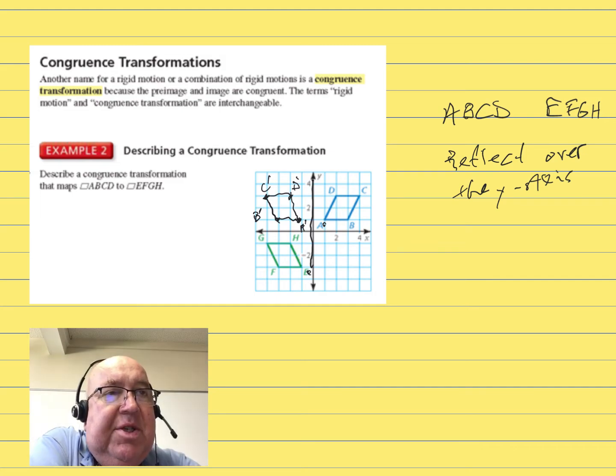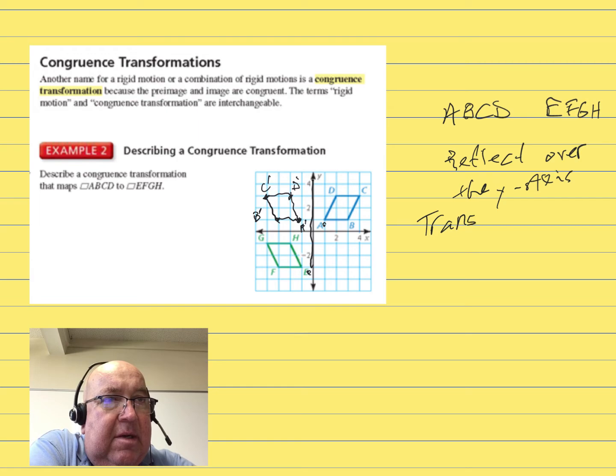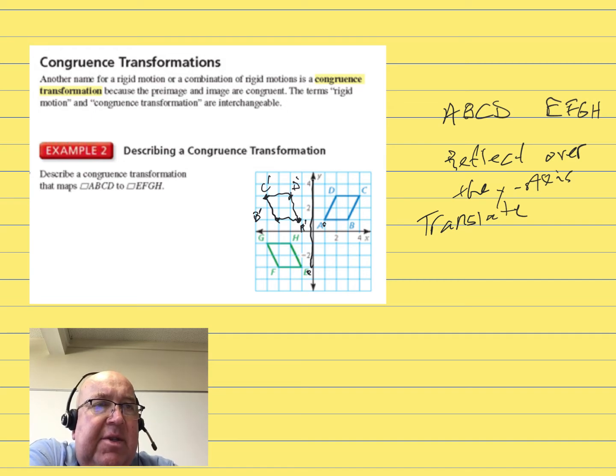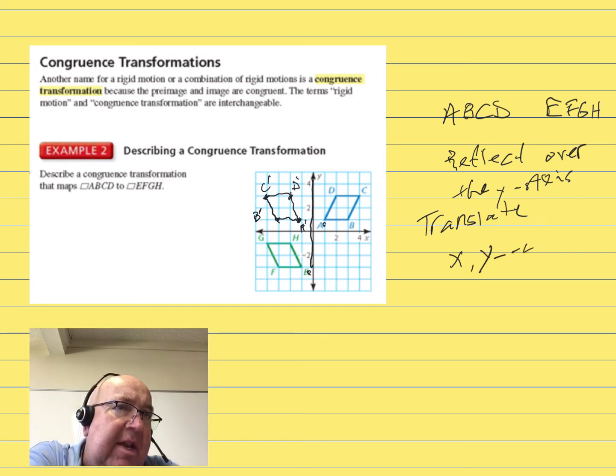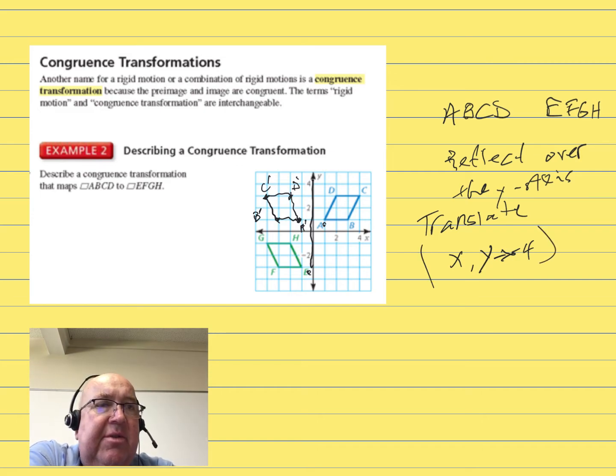Okay, and then we're just going to translate one, two, three, 4, 5 units, I believe. 4 units down. So we're going to translate. So x is going to stay the same. Y is moving -4. And that gets us to the second figure from the blue to the green.